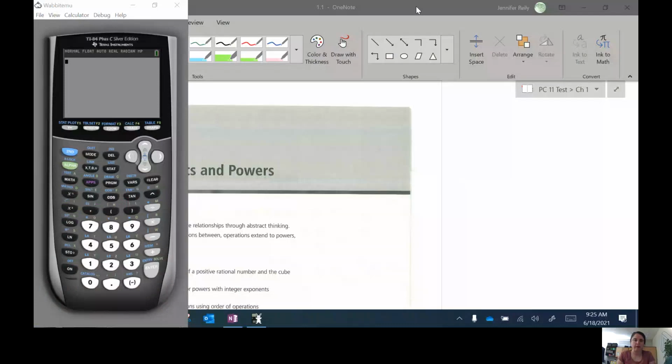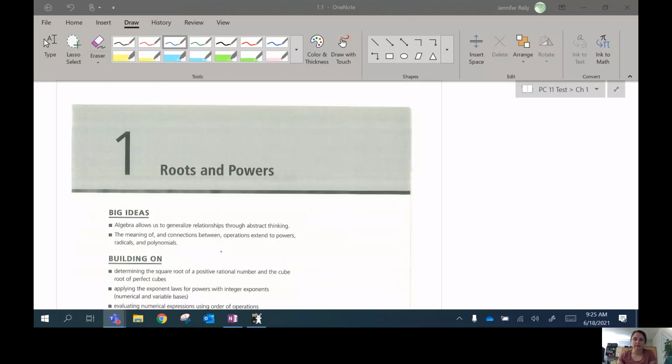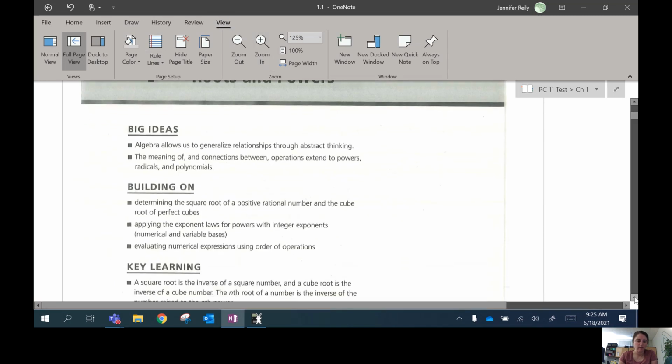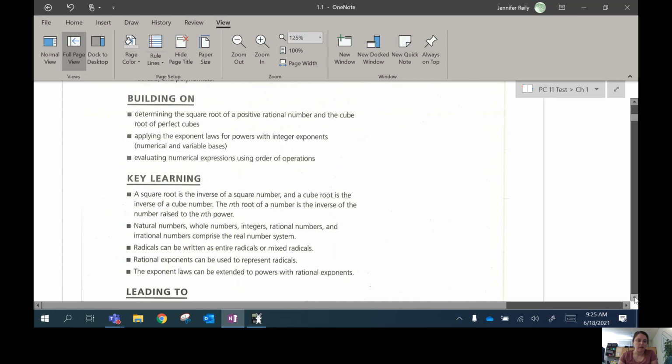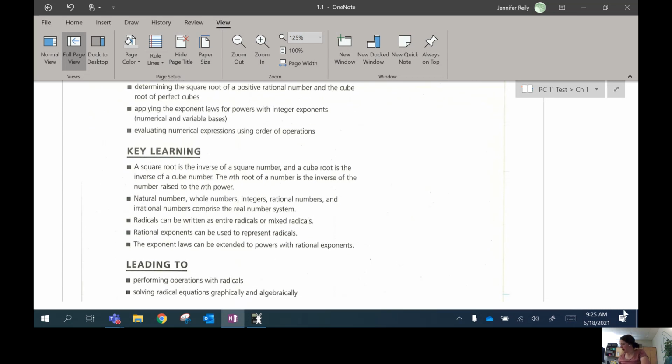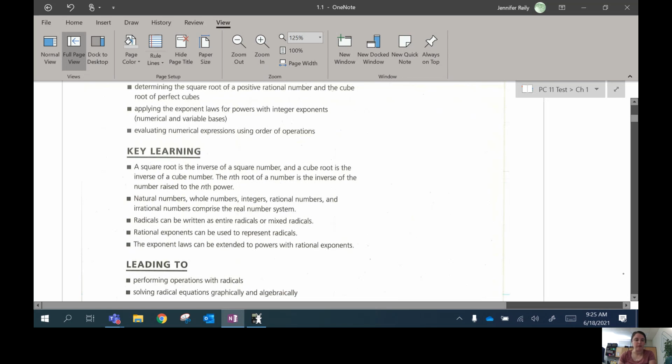Okay, hello everybody. This is lesson 1 from chapter 1 on roots and powers. So I'm going to just zoom in here a little bit. There we go. Okay, and the key learning here today, we're going to be looking at square roots and cube roots and understanding how those work.